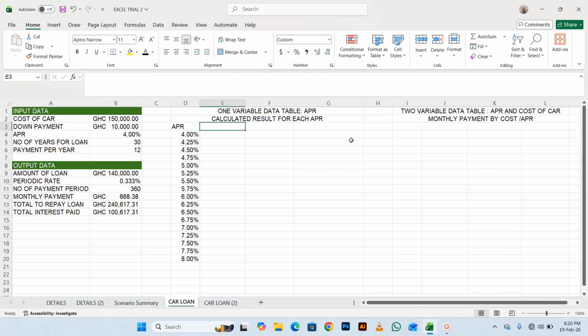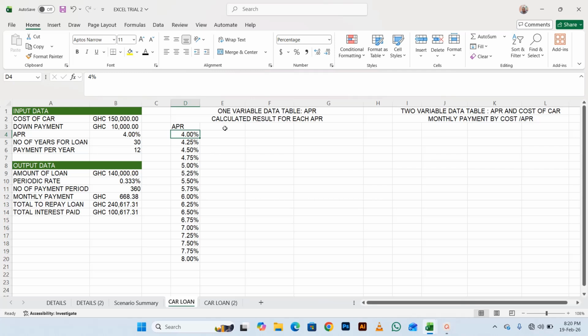Now what we will key here is, if it is 4%, what will be the monthly payment? What will be the total repay loan? And what will be the total interest? And for us to get this, since it's only one variable that we want to change, we have to bring the formulas that we have already entered for the 4%, so that the system will use it as, should I say, the base, or to compute for the rest.